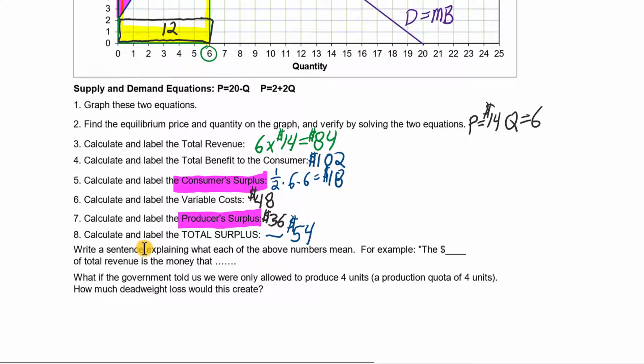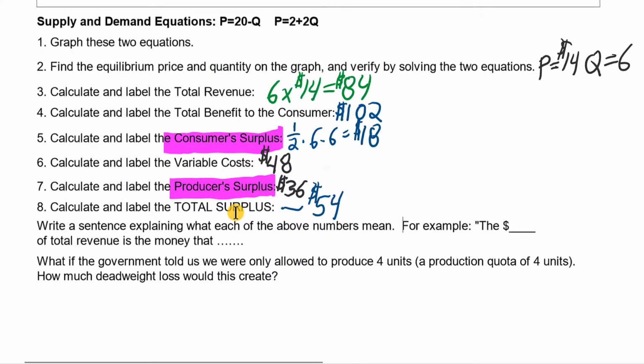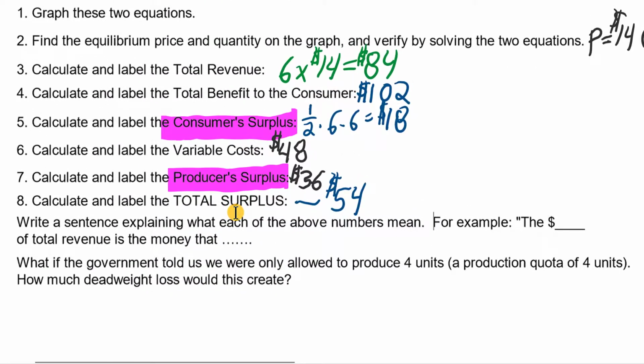And now let's get into the point of this video. What happens if we have a production quota? So suppose we could not get to the equilibrium quantity of 6 units because the government passed a law saying, nope, you're not allowed to produce 6 units. You can only produce 4. So this production quota of 4 units, what would that do to the market?